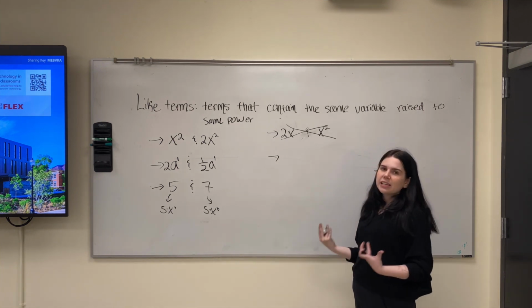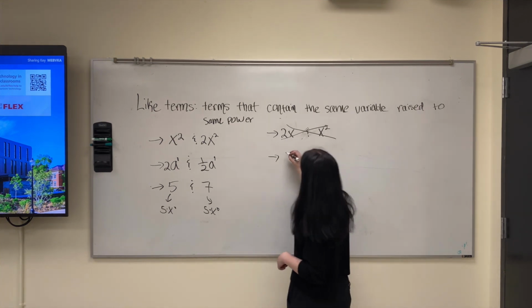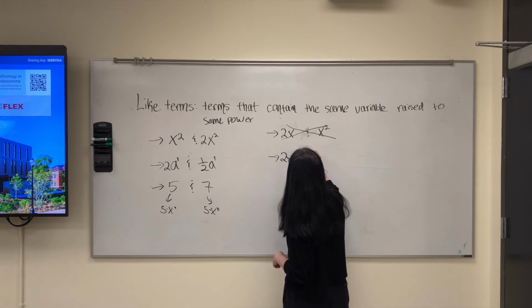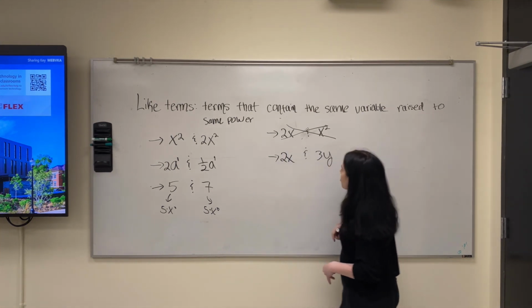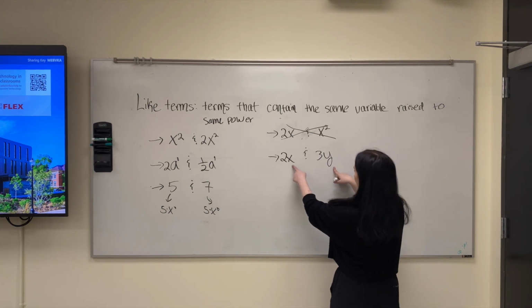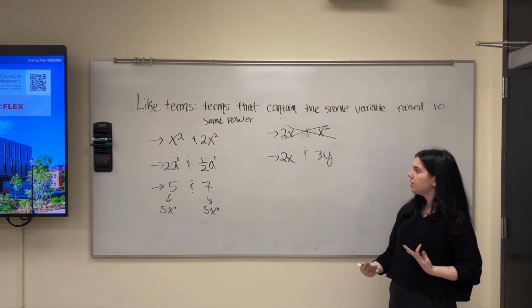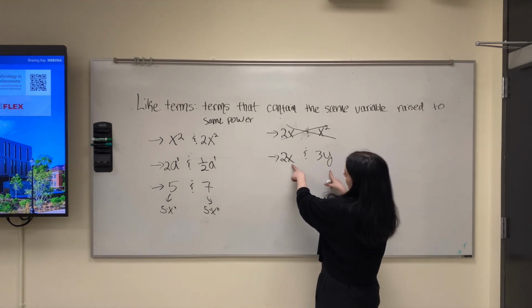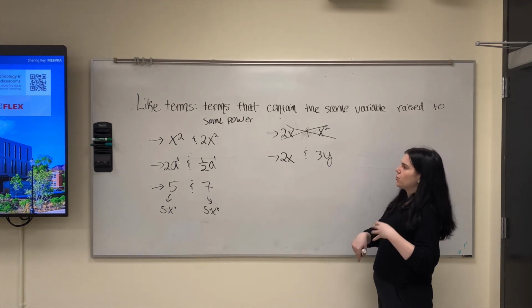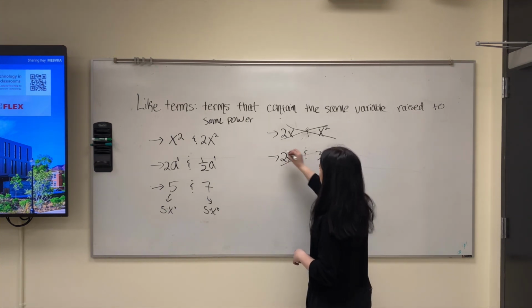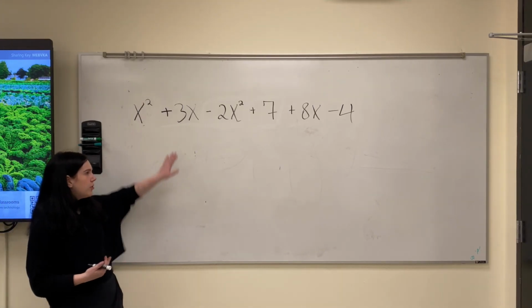Another example of something that is not a like term is 2x and 3y. Even though these variables are raised to the same power, which is 1, they are not the same variable. We have an x and a y, so these are not like terms.